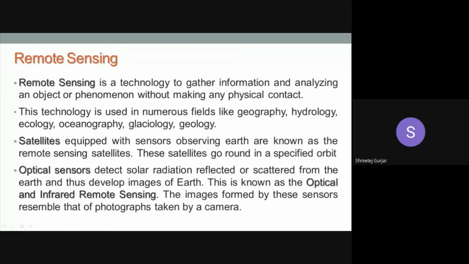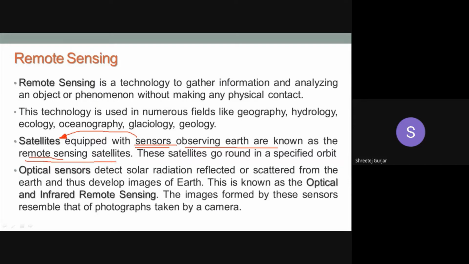Okay, so coming to how exactly data is gathered. It is gathered by using sensors. Okay, we use sensors, and these sensors are equipped on satellites. Okay, so we shall get into details later. So satellites may be used, or aircrafts or airborne type of vehicles may be used. Okay, so satellites equipped with sensors observing the Earth are known as remote sensing satellites.